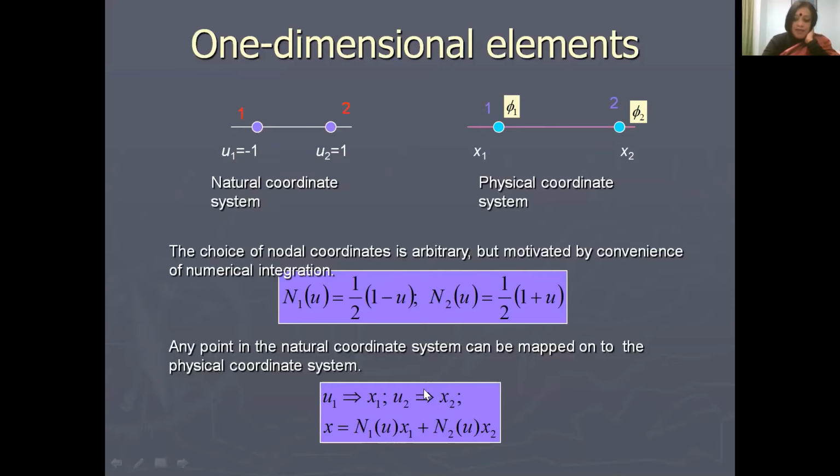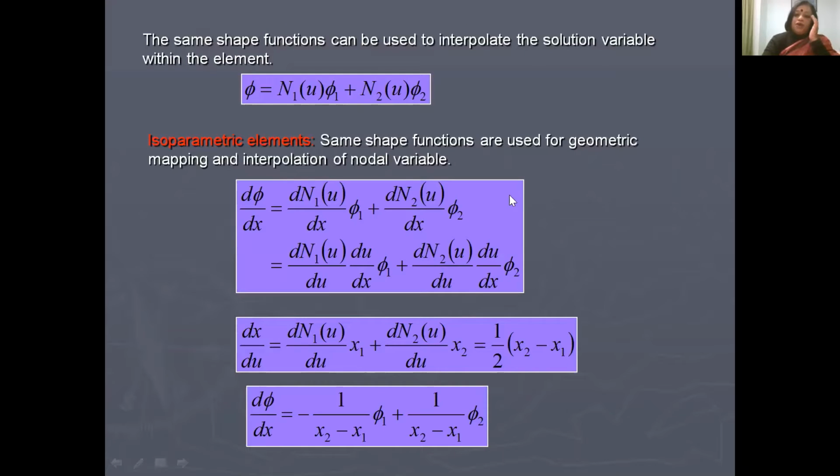And I am saying go further and use the same shape functions as a mapping function to map this element between -1 and +1 to x1 to x2. Okay? So in isoparametric elements, you will use the same functions as shape functions for the geometric mapping from the physical coordinate system to the local coordinate system and for interpolation of the nodal variable. If you have done this, you can now proceed as before with the method of weighted residual.